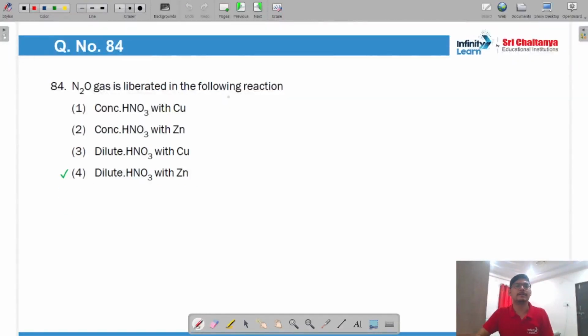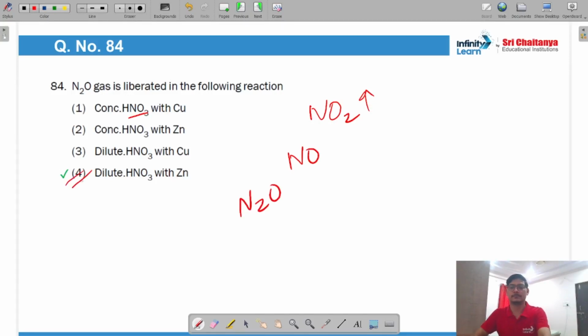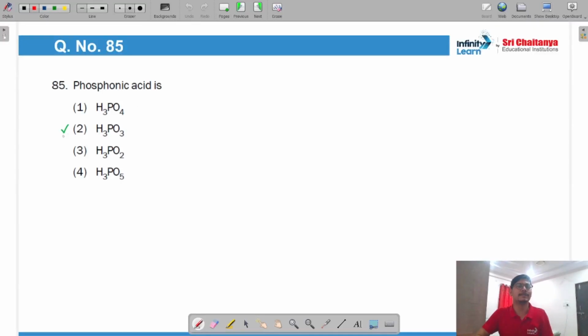Now, the two gases liberated in the following reactions. You guys should learn that whenever concentrated HNO3 reacts, the product of nitric acid is NO2 gas. With copper and dilute HNO3, it gives NO. With zinc, it gives us N2O. So that is the correct answer. Phosphonic acid is H3PO3, right? Remember these common names.